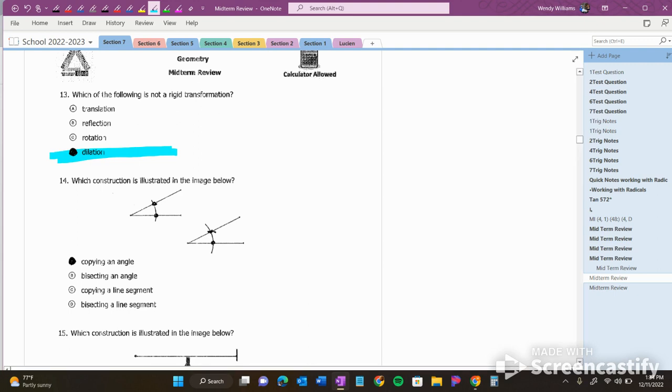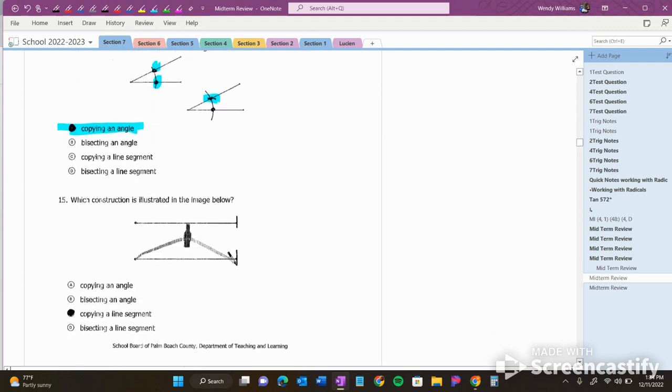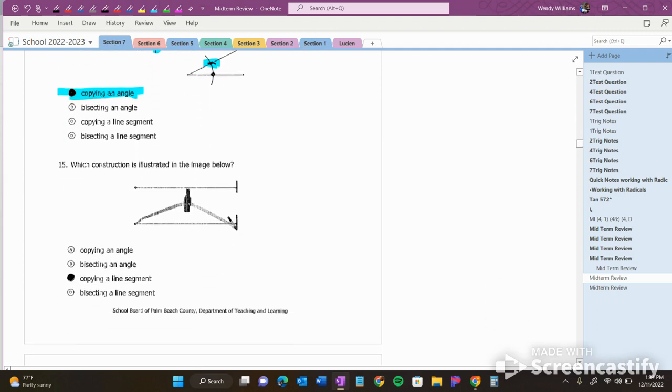Which construction is illustrated in the image below? Here we are copying an angle. From one point to the next, we have to measure it, and we can tell by this little tick mark here. We're copying an angle. You should have done constructions on Friday as a review. Copying a line segment, that one was pretty easy.